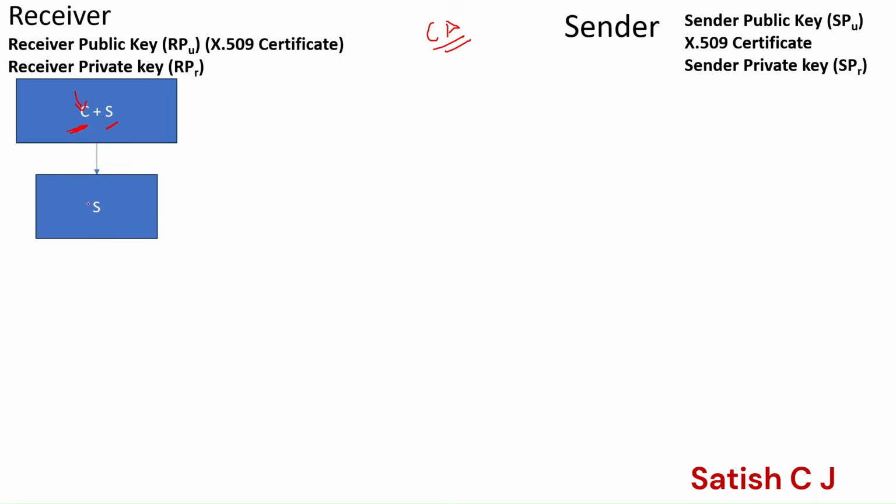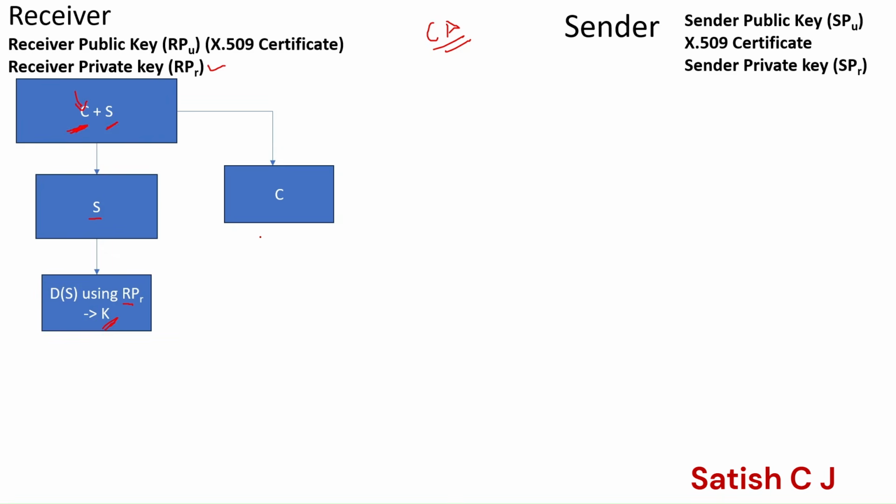So first the key is taken. This key was actually encrypted using the receiver's public key. So this key can be decrypted by the receiver using the receiver's private key. So the key is taken and it is decrypted by the receiver's private key so that we get the session key out. Now this key can be used for decrypting.